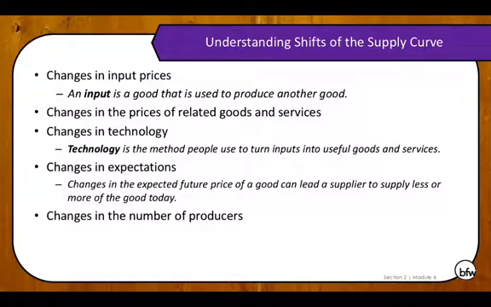And finally, just like we had changes in population and a change in the number of buyers with demand, on the supply side, we can have a change in the number of producers or sellers. If more sellers of a good enter the market, more producers of a good enter the market, then the supply of a good will increase. And if producers leave the market and there are fewer producers left in the market, then the supply of a good will fall. So all of these lead to shifts of the supply curve.